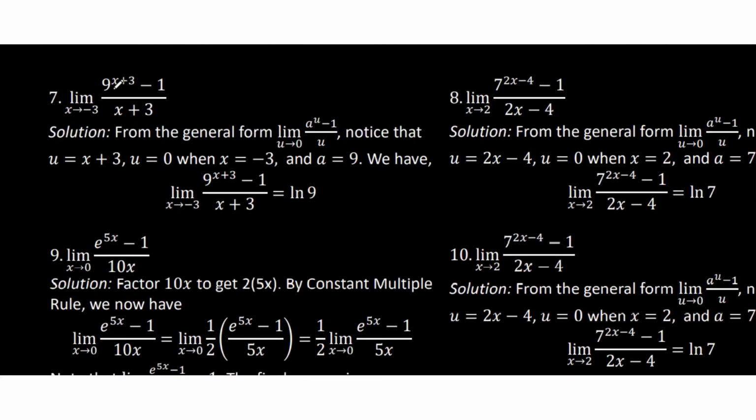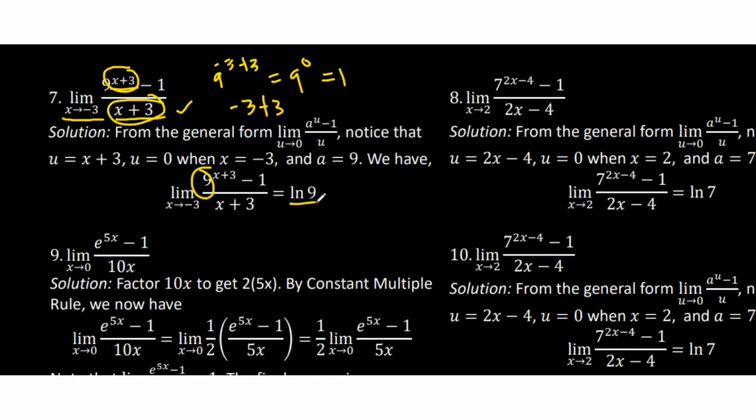In number 7, x plus 3, x plus 3 as x approaches negative 3. Kapag sinubstitute mong negative 3 agad-agad, magiging 0 ang denominator, right? Negative 3 plus 3 is 0. Tapos sa numerator naman, 9 raised to negative 3 plus 3 will become 9 raised to 0, which is 1. So 1 minus 1 will become 0 also. So indeterminate siya. Ngayon, napansin natin na x plus 3 and x plus 3 are the same. Therefore, kukunin mo na lang ang base which is 9. So you have ln of 9. Tapos na yun, no? Ganun lang kabilis yun kasi wala naman ng naiiba.